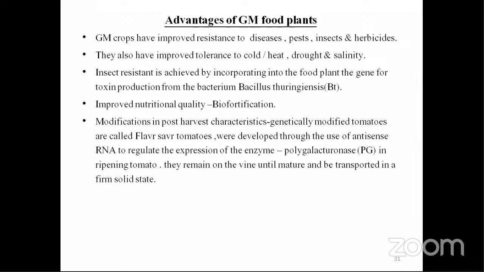They remain on the vine until mature. Vine means a weak stem plant, that is known as the vine, like we have the grape vine. See, the spelling is VINE and not WINE. It stays on the vine until mature and is supported in a firm solid state. So the tomato, that is flavor saver. Flavor saver means what? The flavor has been saved. With this modification, the flavor, the taste of the tomatoes is not modified, it is saved. So that is known as the flavor saver. And this experiment was done by taking tomatoes.